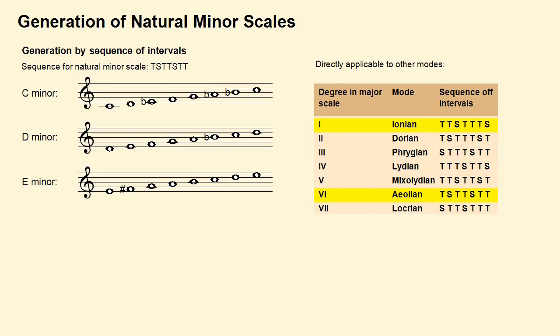Note that the results obtained by application of this method, and the interval sequence of the natural minor scales itself, indicate that these can be obtained from their corresponding major scales by reducing the 3rd, 6th, and 7th degrees by one semitone. We will use this observation in the following method.